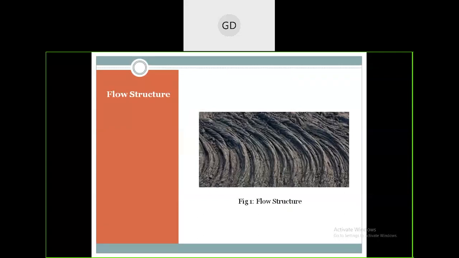So this is the image of a flow structure. This is the image of a flow structure of igneous rocks.